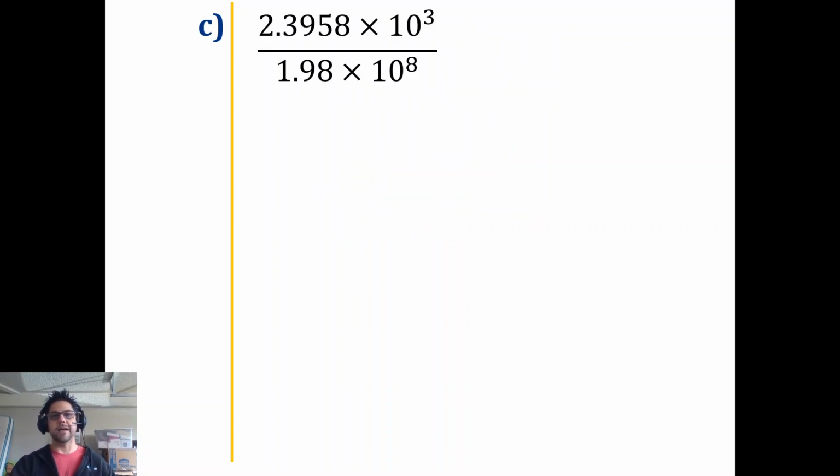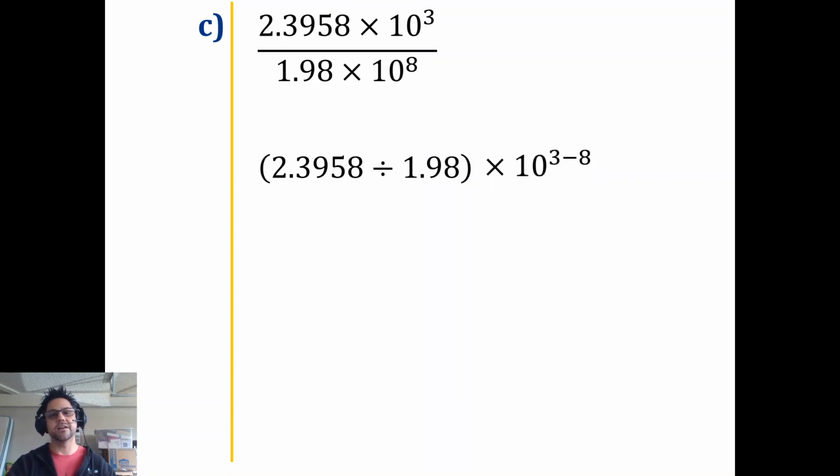All right, let's talk about our division now. For our division problems, our coefficients, if you will, those numbers in the front, you're just going to go ahead and calculate them. You're going to divide them on your calculator. So this is your thinking on the calculator. And then after you do that, let me give you a moment to type that in. After you do that, you're going to go ahead and, if you remember, we're going to subtract our exponents.